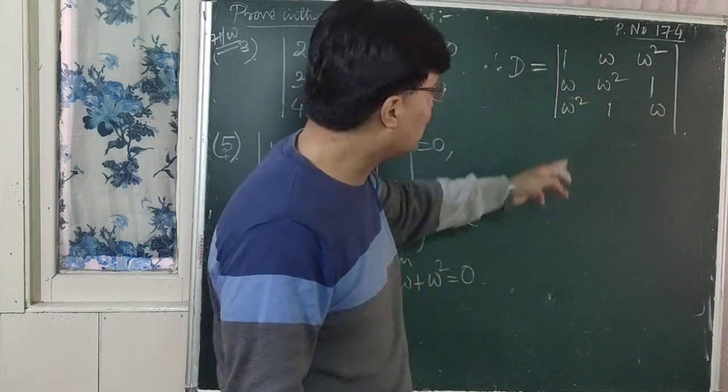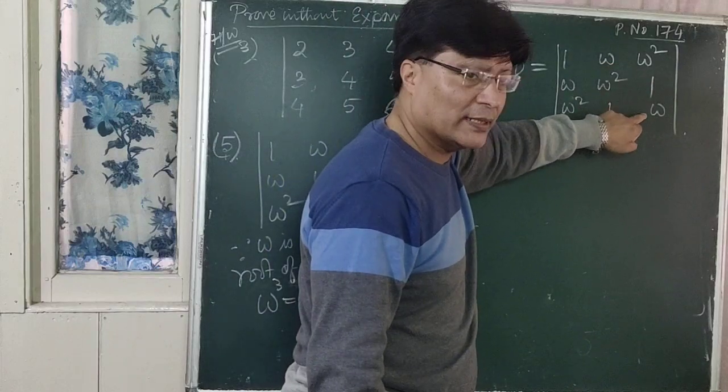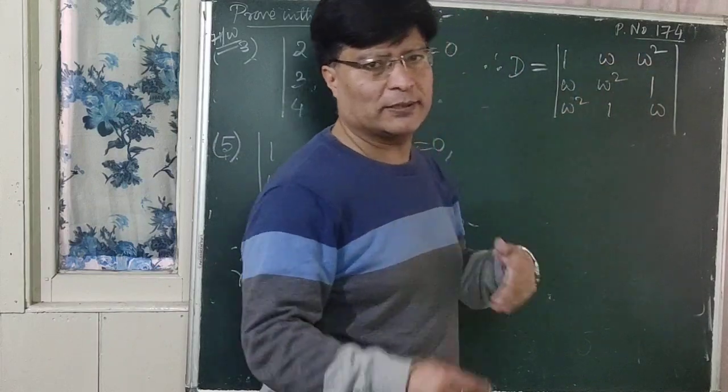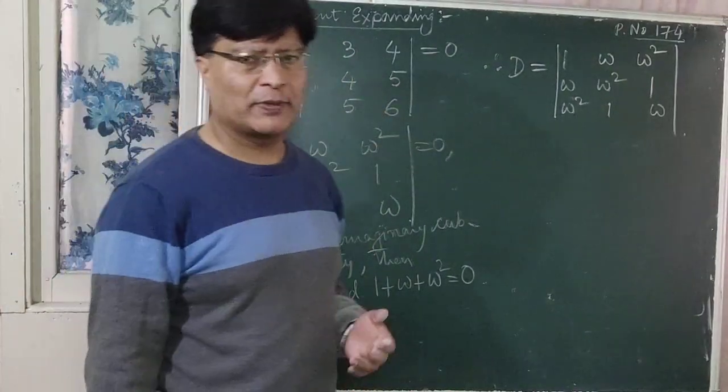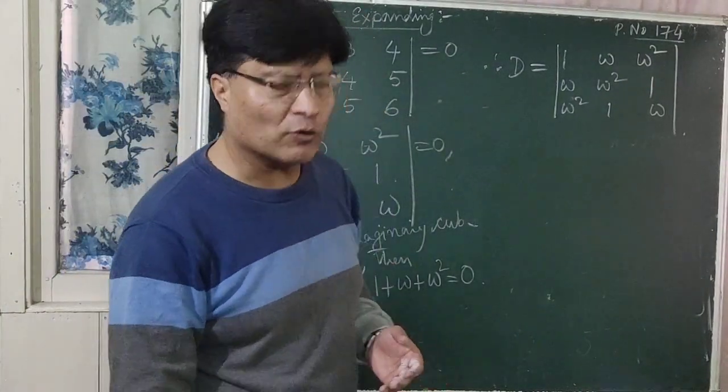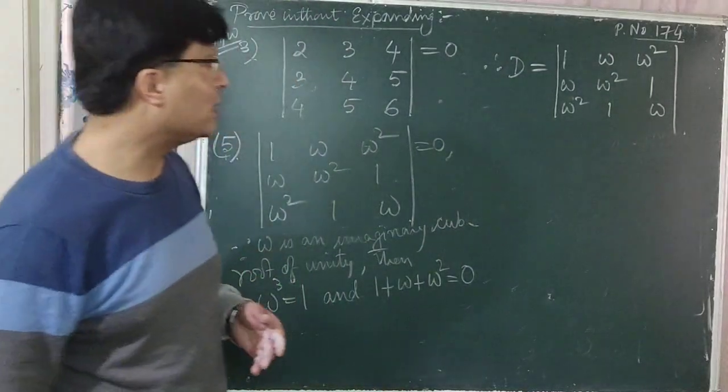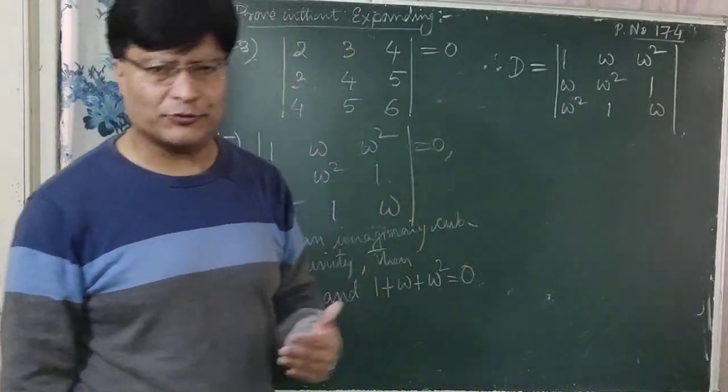Same expression is there. Omega square plus 1 plus omega, that is also 1 plus omega square. Same expression is there. That means you can take common from the first row. That means you can use here property number 4. So you can do R1 dash is equal to R1 plus R2 plus R3.